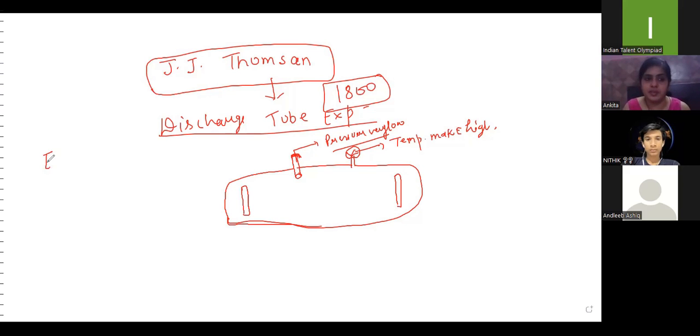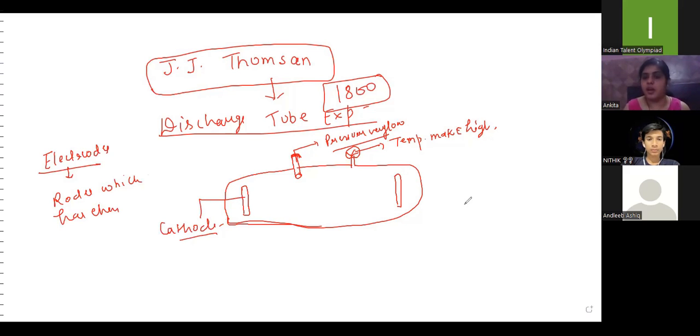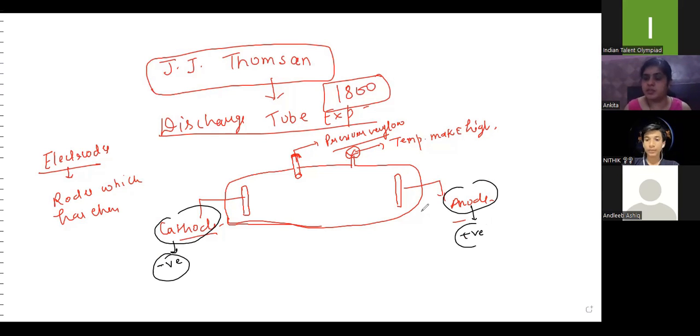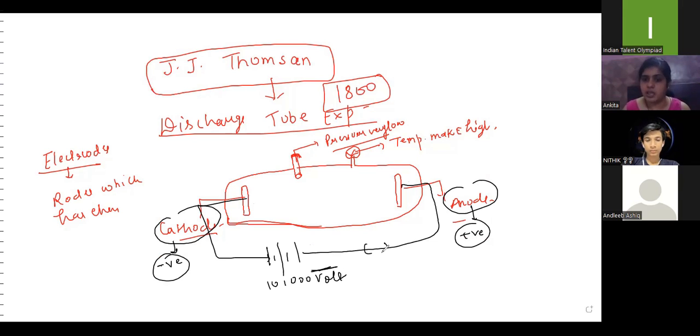What are electrodes? Cathode and anode. Electrodes are the rods which have charges. So there were two rods. One was the cathode, another one was the anode. What is the charge present on the cathode? Negative. And the anode has positive. They attached a 10,000 volt battery, very high energy, and there was a switch.